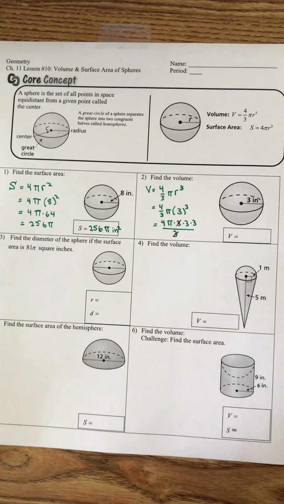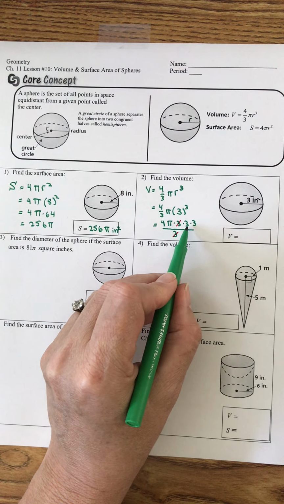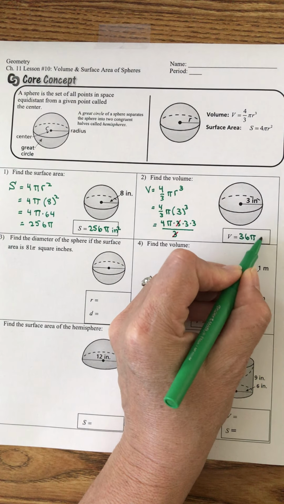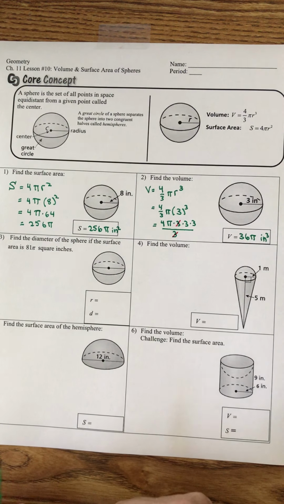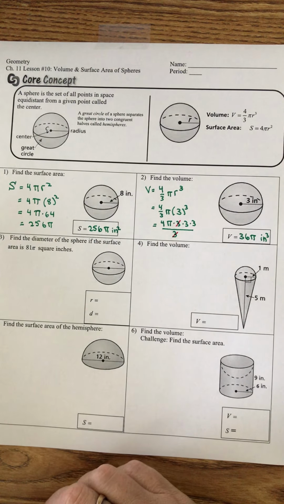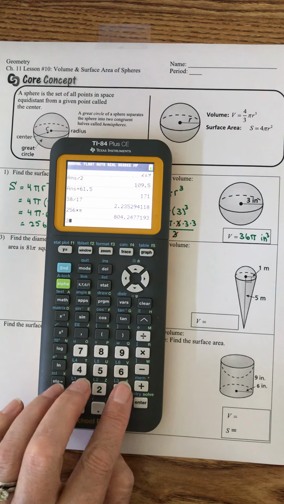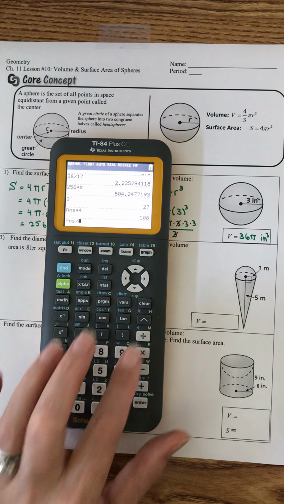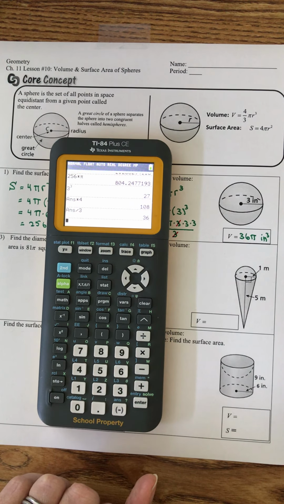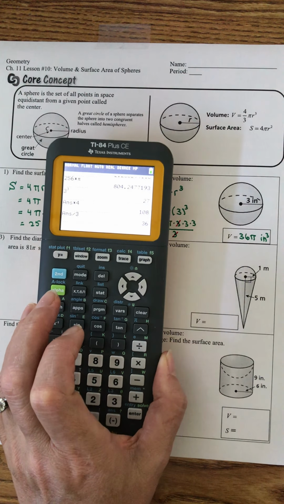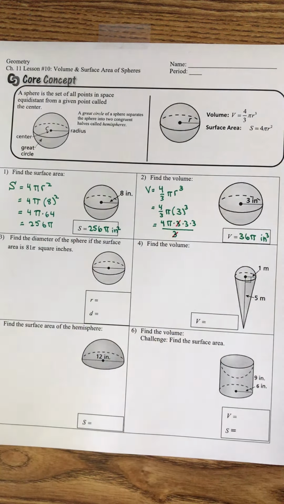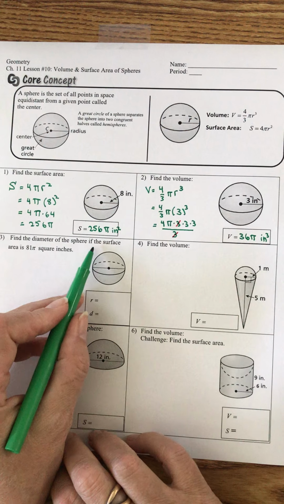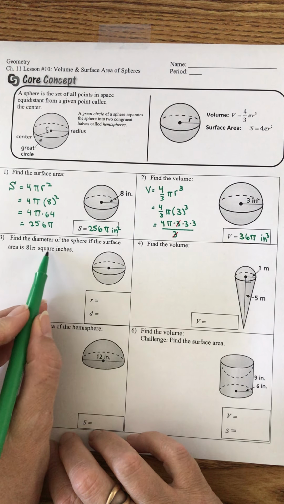And so your answer then is 4 times 3, which is 12, times 3, which is 36, times pi, and it will be inches cubed. If you wanted to do the whole work on a calculator, you could do 3 cubed times 4 divided by 3 and get to your 36. So if you like that better, that's fine, but I would encourage you to try to do some without the calculator. All right, so find the diameter of a sphere if its surface area is 81 pi square inches.